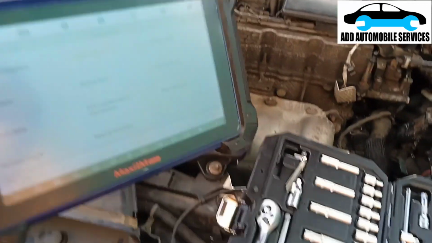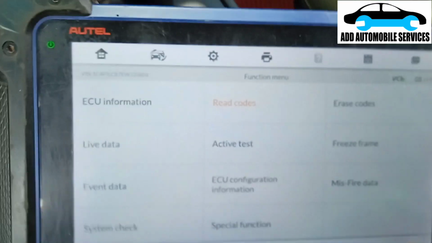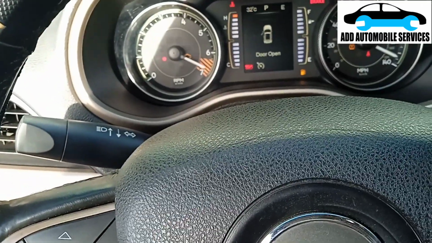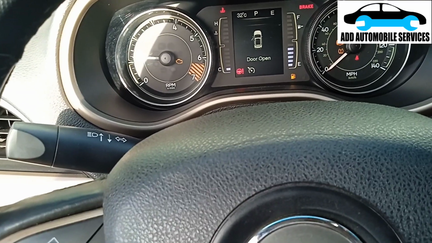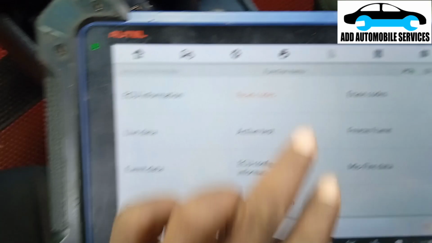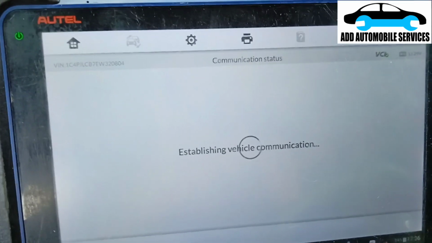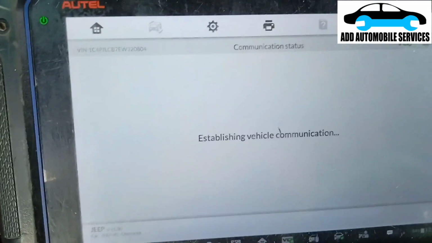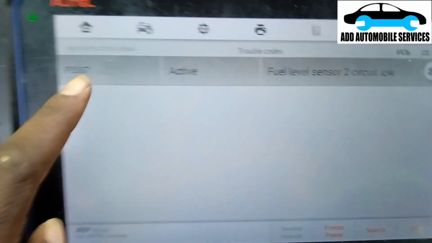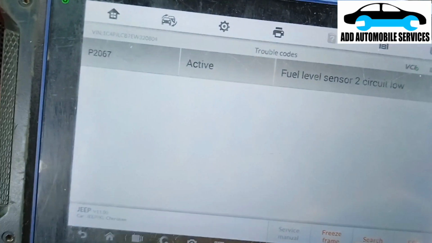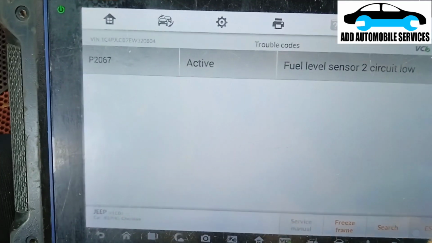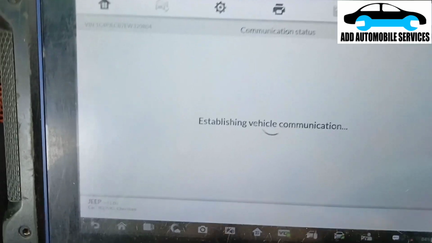Okay, let me go into the car, recycle the ignition, and so I've recycled the ignition. And let me see if the check engine light will go. No, it is still on. So let me re-scan the vehicle again and see if I'll get any other fault code related to any oxygen sensor. Then I can tell the client that we have to change it. So the only fault code is related to the fuel level sensor sending unit 2. That's in the fuel tank. So let me erase this fault code.